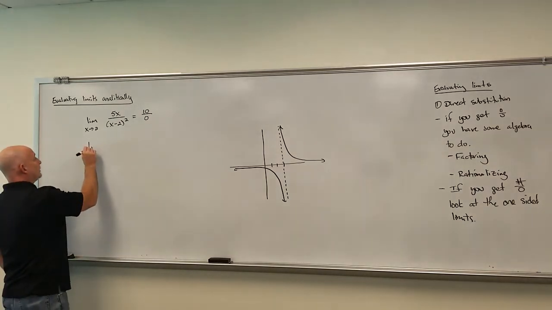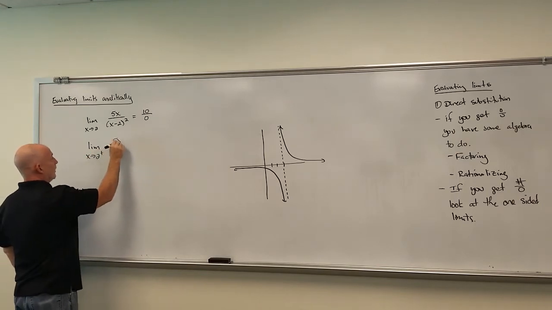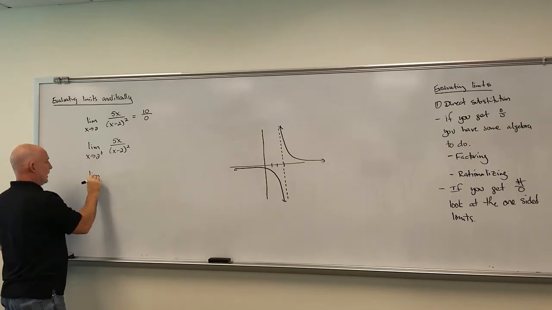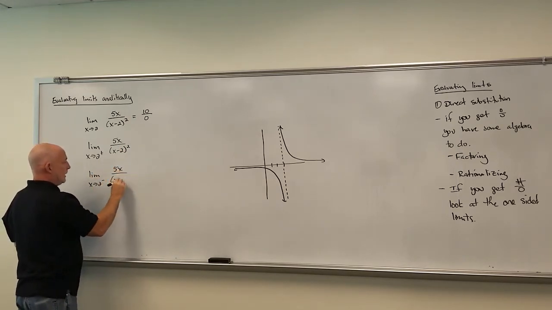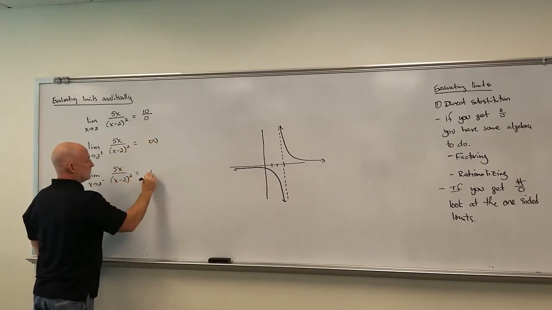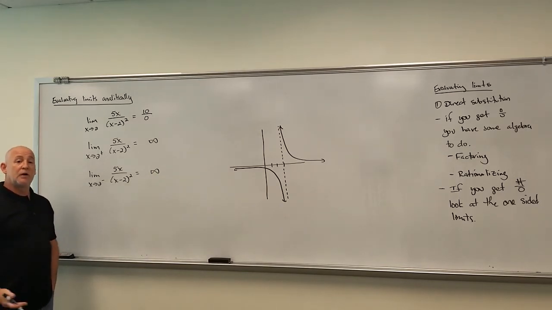So I need to break this into 2 limits. The limit as we approach 2 from above, of 5x over (x minus 2) squared, and the limit as x approaches 2 from below of the same thing. Now again, since we got a number over 0, we know that these are going to be infinities. All we got to do is figure out, is it positive or negative?